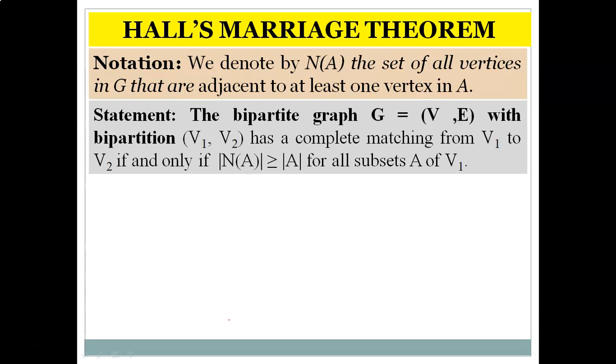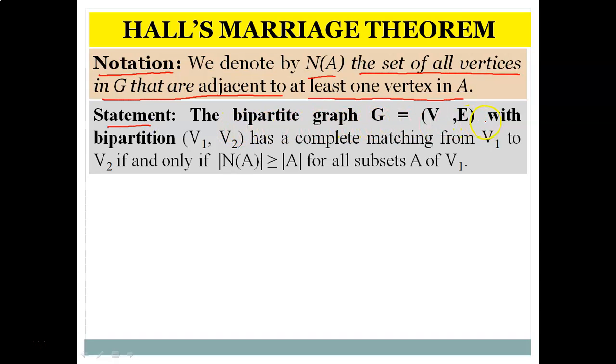Now, how do we obtain the solution of such problems? For the solution of such problems, one theorem was given by Hall, and that is called Hall's marriage theorem. But before the statement of Hall's marriage theorem, we give one notation. We denote by N(A) the set of all vertices in G that are adjacent to at least one vertex in A. And we state the theorem here.